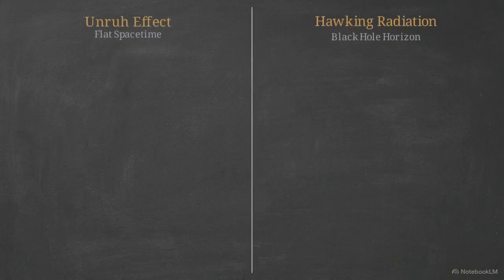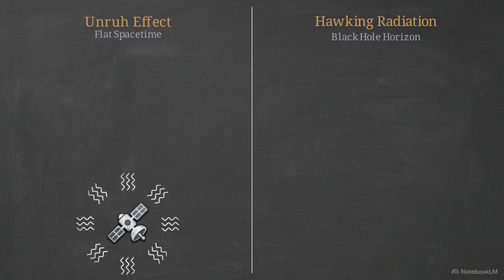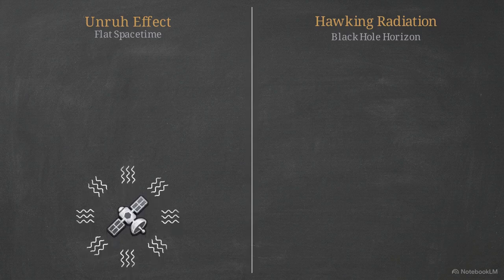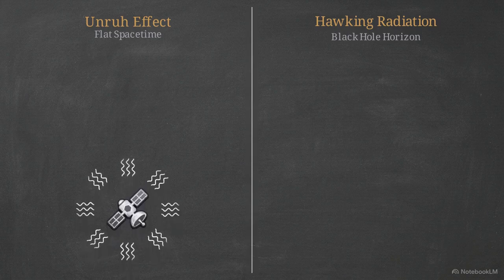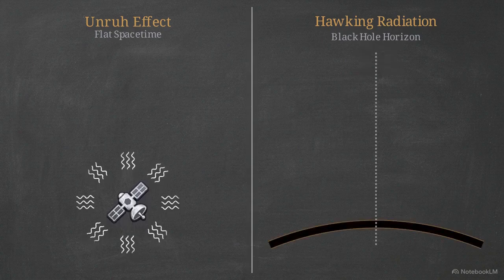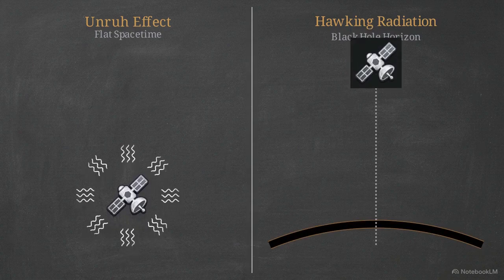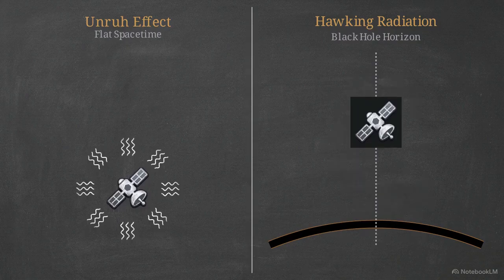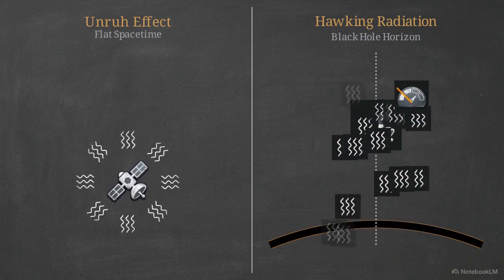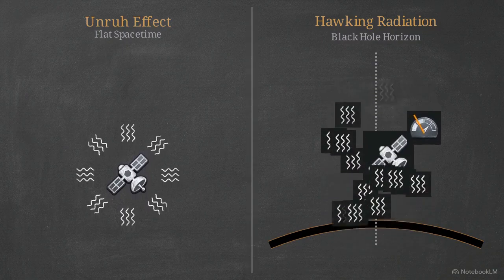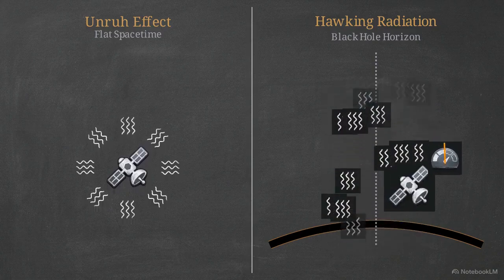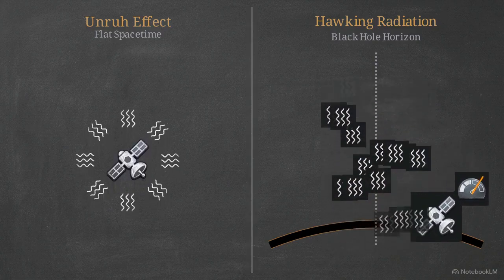Comparing these effects, in empty space, an accelerating observer experiences the Unruh effect, a static thermal bath, but Hawking radiation exerts a net outward energy flux, generating real radiation pressure. This pressure interacts with the free-falling observer, physically pushing them off their geodesic path. Deviation from a geodesic is an observer-independent reality.